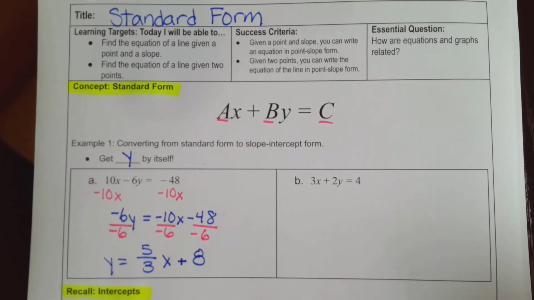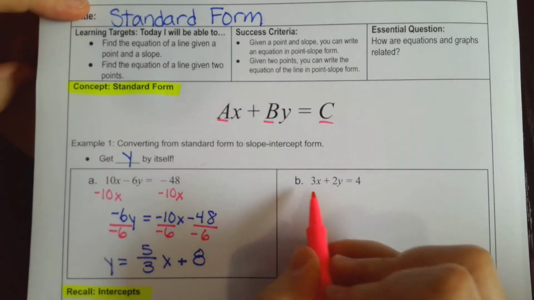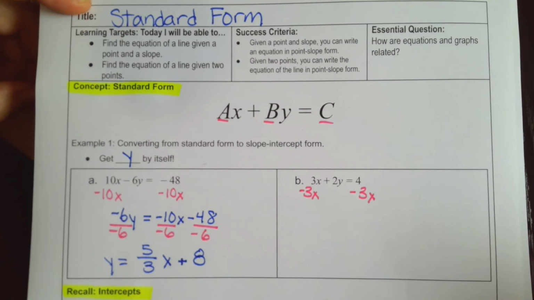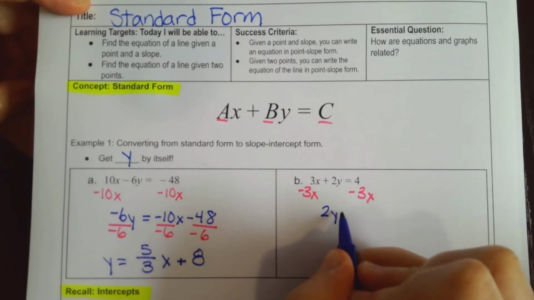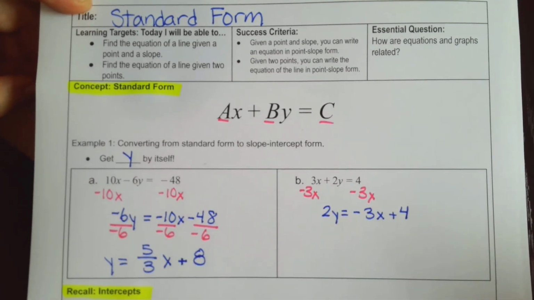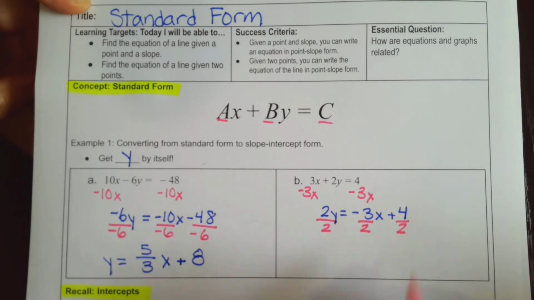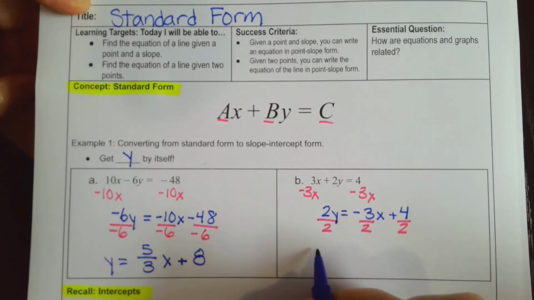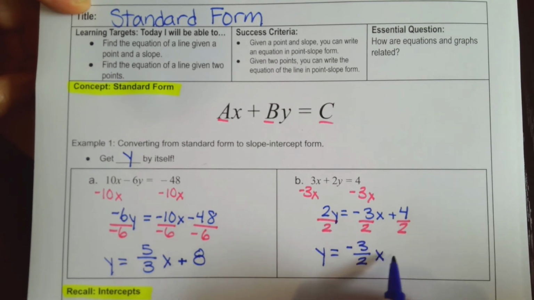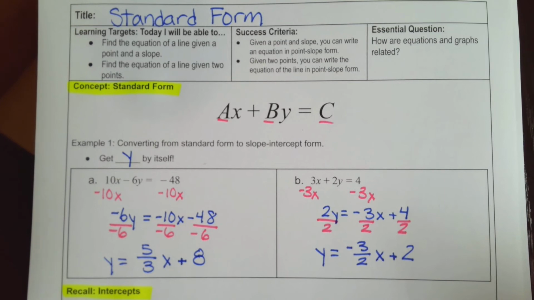We're now going to do the same thing with 3x plus 2y is equal to 4. Subtract 3x from both sides. 2y is equal to negative 3x plus 4. And finally, divide everything by 2. So we get y is equal to negative 3 halves x plus 2. So that is converting.